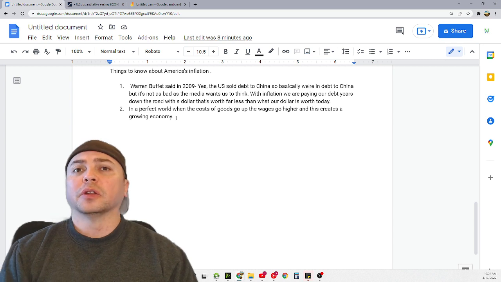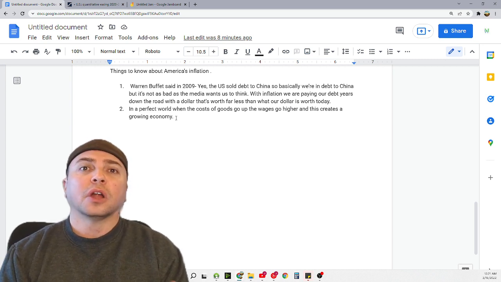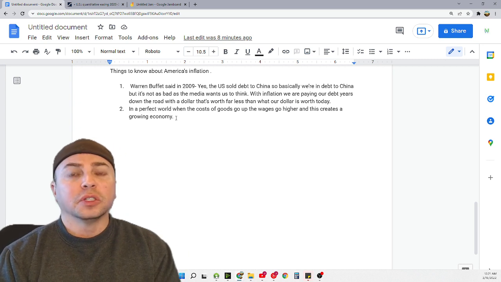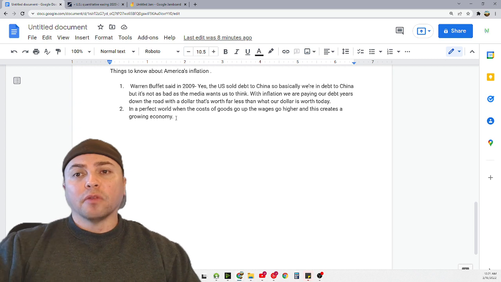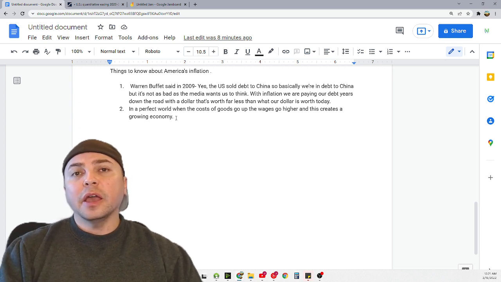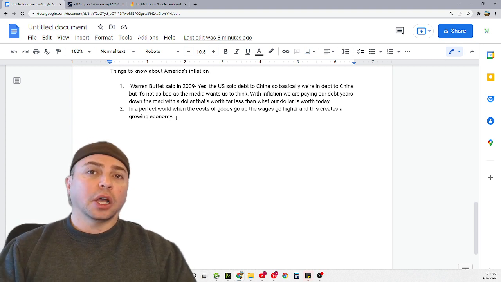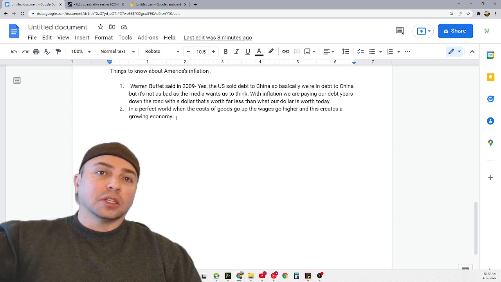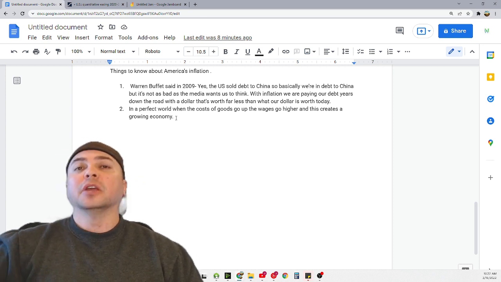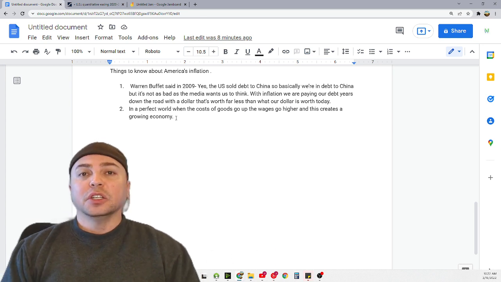Warren Buffett also went on and said, "Yeah, the United States sold a lot of debt to China. It's not necessarily a bad thing. We sold debt to China, but when we have to start paying those bills, that debt back to China, years down the line, our dollar would be worth less." So we're paying China back in a dollar that's worth less. So, inflation isn't always bad.